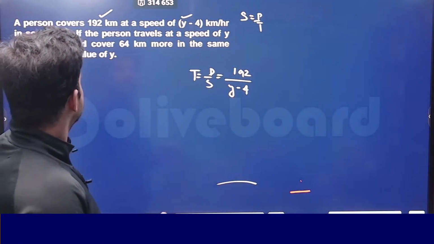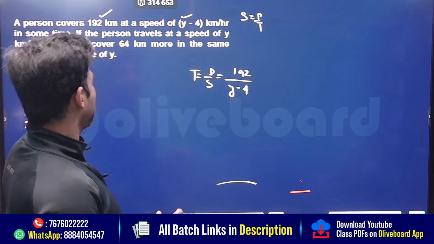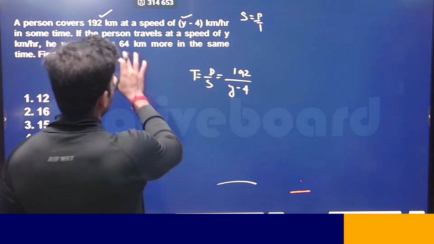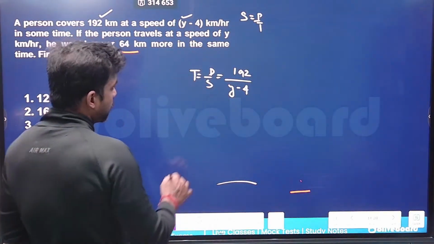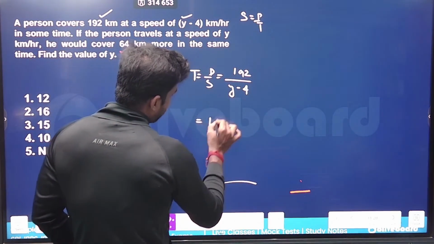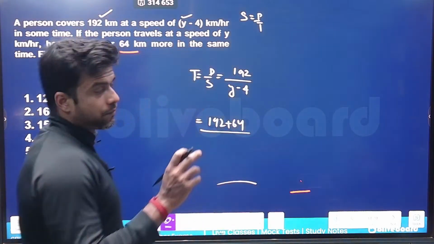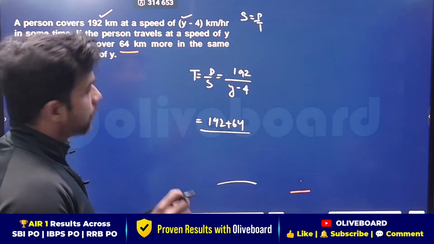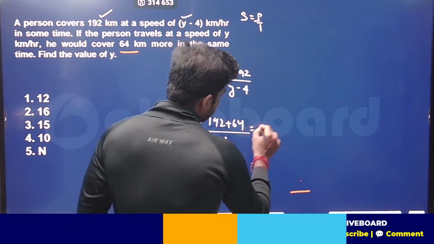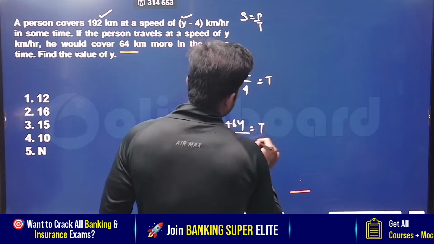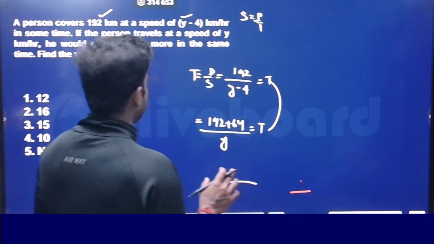Then if the person travels at the speed of y km, he would cover 64 more in the same time. Earlier it was covering 192. Now it will cover 192 plus 64, correct? With the speed of y, and which is again equal to t. Now you have two things over there, and these are equal. So basically the objective is to find the value of y, no?